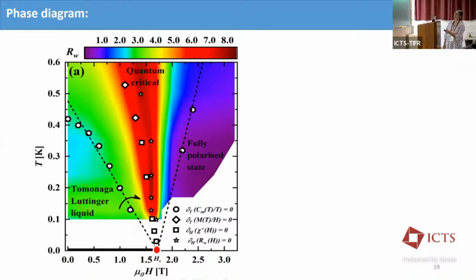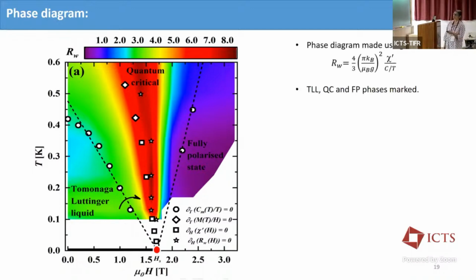So you can see that in the fully polarized state, the Wilson's ratio is very, very small. In the Tomonaga-Luttinger liquid state, the Wilson's ratio carries the value between 2 and around 3.5 or so. And in the quantum critical region, just like predicted by theory, the Wilson's ratio is actually very, very large, of the order of 8. So as I said, the phase diagram was made using this expression for Wilson's ratio. We have been able to mark these 3 phases.